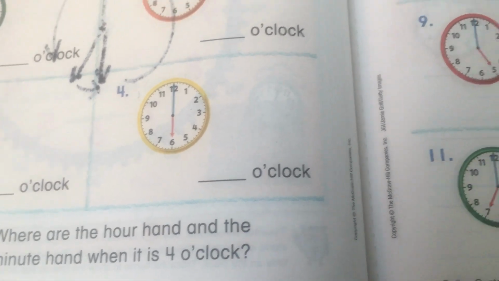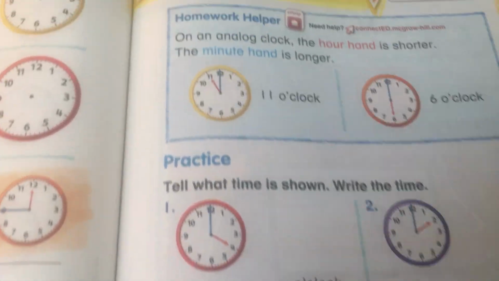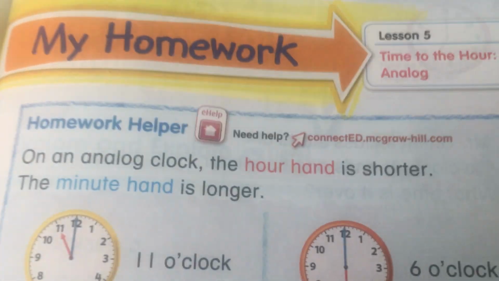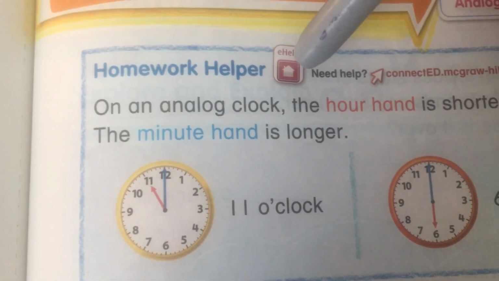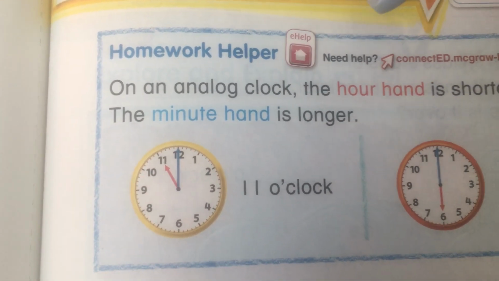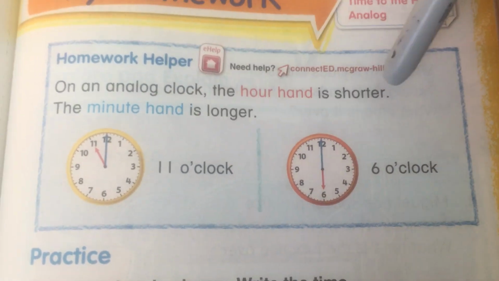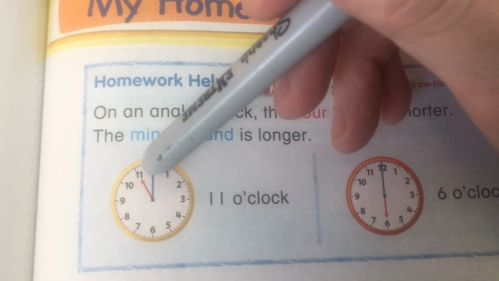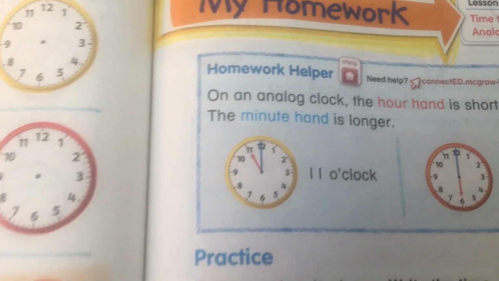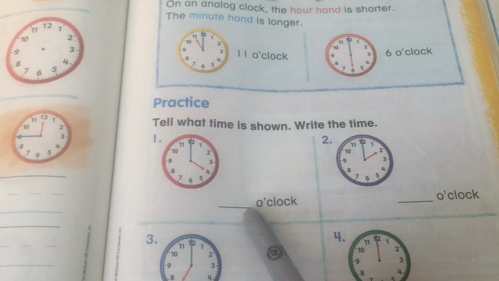All right, we're going to temporarily skip page 591. We're going to go to page 593. That's our practice page. So at the top of the page is another box that tells you what you need to succeed. This is, again, repeating how to tell the difference between the hour hand and the minute hand. The hour hand is shorter, the minute hand is longer.